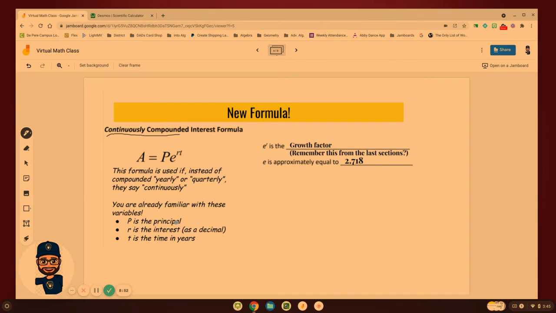P is the principal, our starting amount. R is the interest as a decimal. And T is time in years. How many years are we getting this compounded continuously for? Where e to the R is the growth factor. That's how much we're growing by. So we can evaluate certain things continuously if we use e.